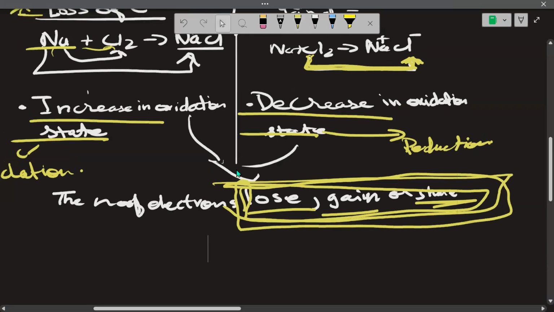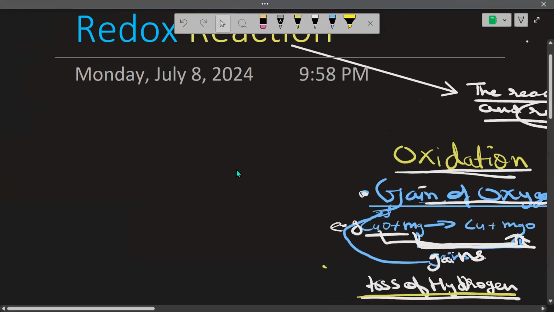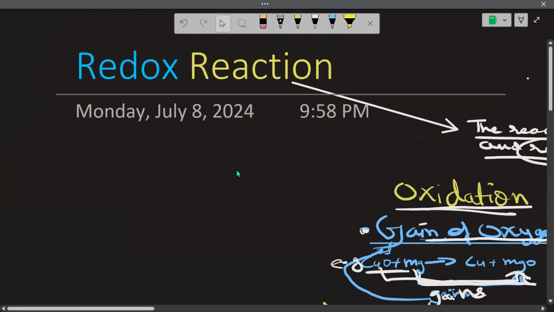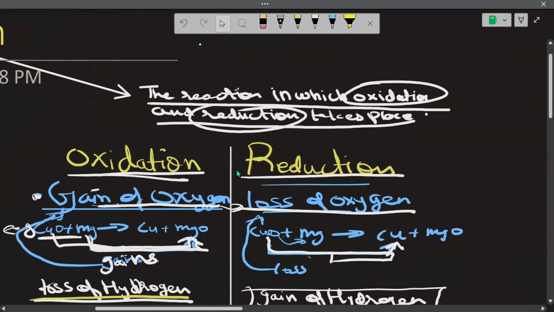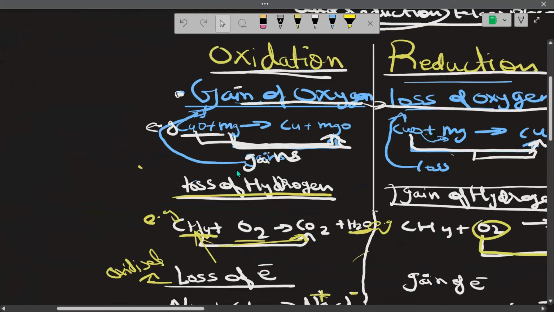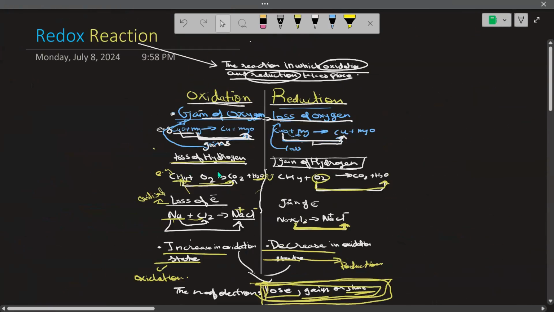So that's it for today, guys. We are done with the redox reaction. Let's do a recap. Redox reaction is the reaction in which oxidation and reduction take place. In oxidation, there is gain of oxygen, loss of hydrogen, loss of electron, and increase in oxidation state. While in reduction, it's the opposite of oxidation, which is loss of oxygen, gain of hydrogen, gain of electron, and decrease in oxidation state.